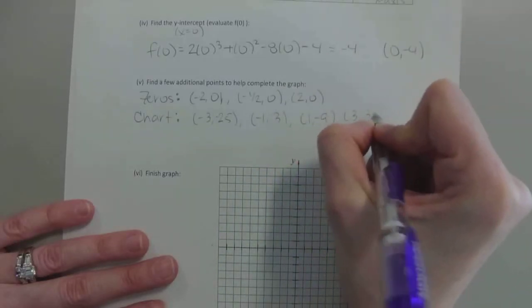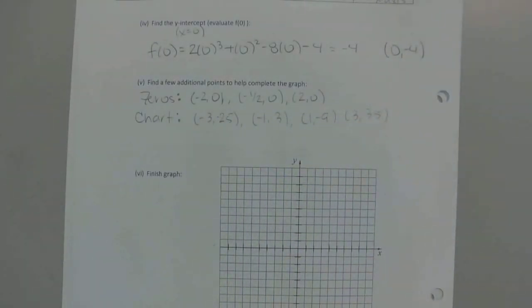And then from the chart, we have -3, -25, -1, 3, 1, -9, 3, 35. Does everybody see where those numbers are coming from? I'm just pulling them from the chart right above, our test points.